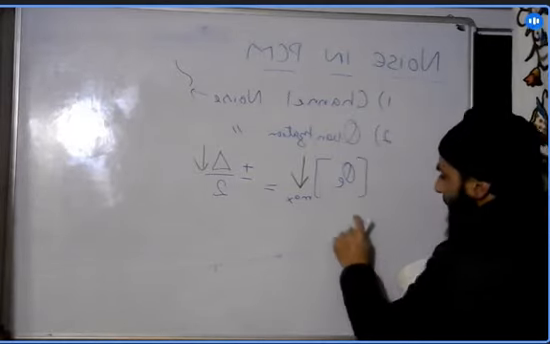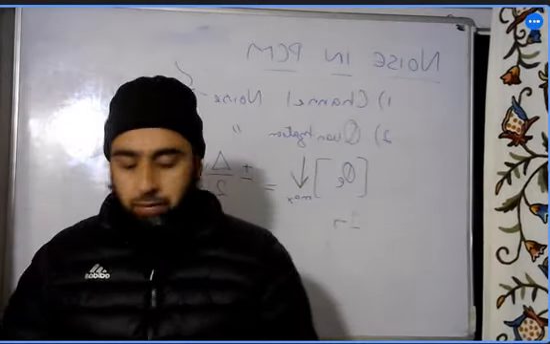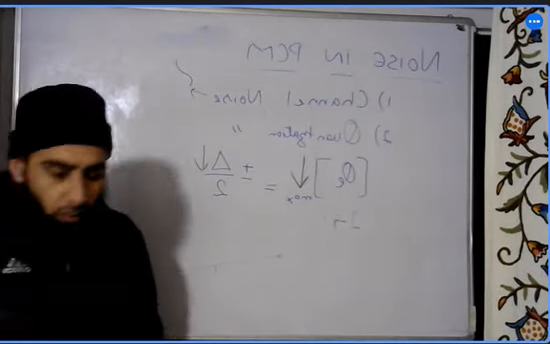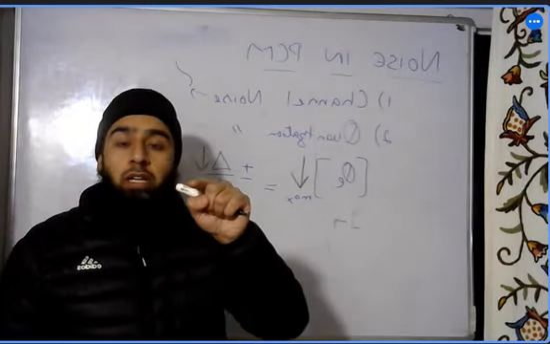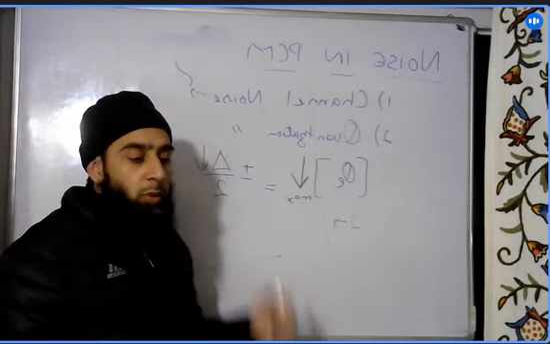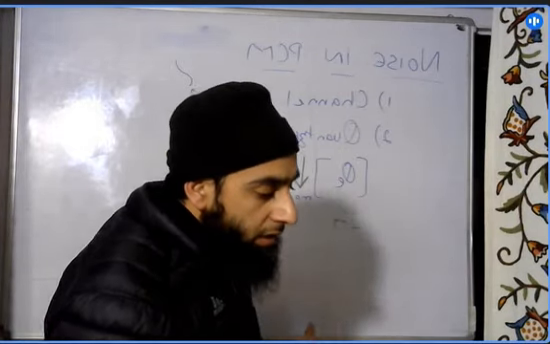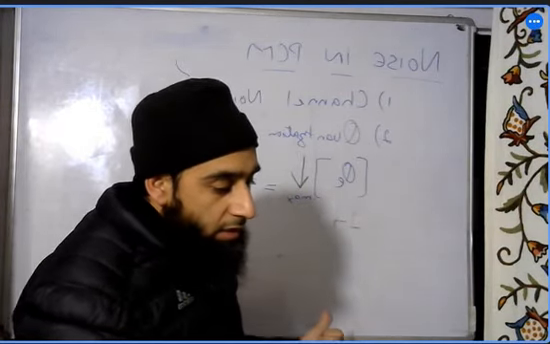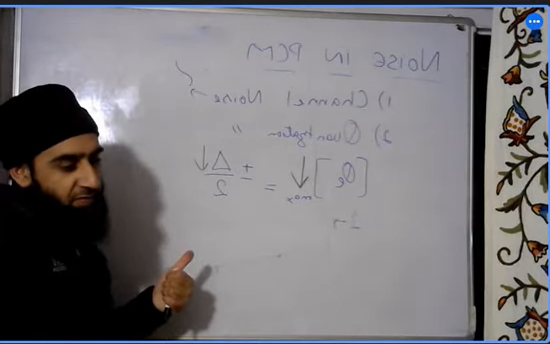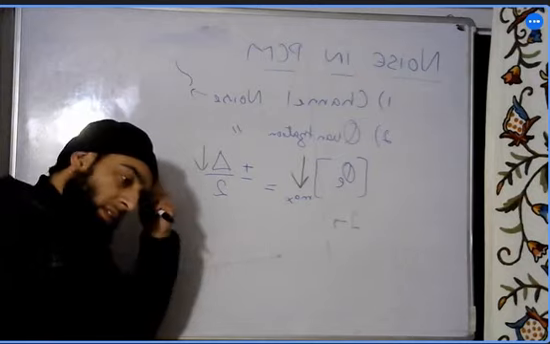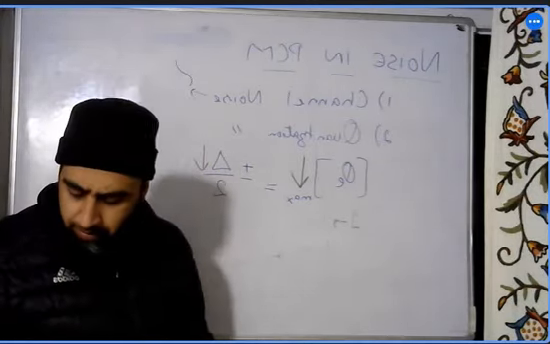So point number 1 लिखिए यहाँ पे. Therefore, quantization error or quantization noise is directly proportional to your delta. What is delta? Delta is your step size. ठीक है? Step size. Rightly so.